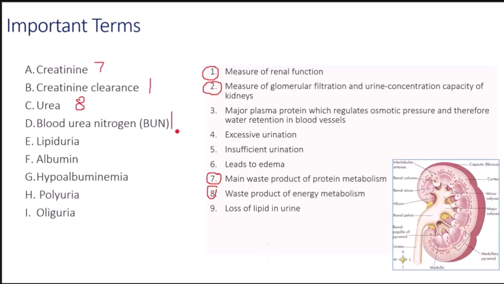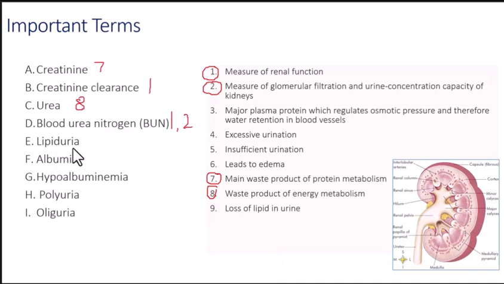So let's add 2 here. Well-functioning kidneys should be able to excrete urea. And if they are injured, and they can't excrete the urea, then what we'll see is higher levels of urea nitrogen within the blood.